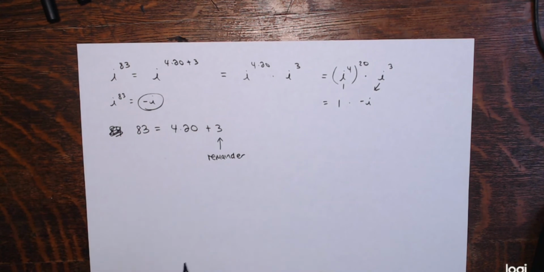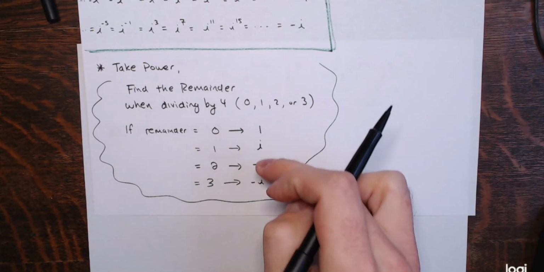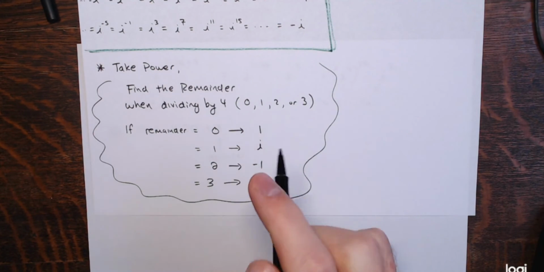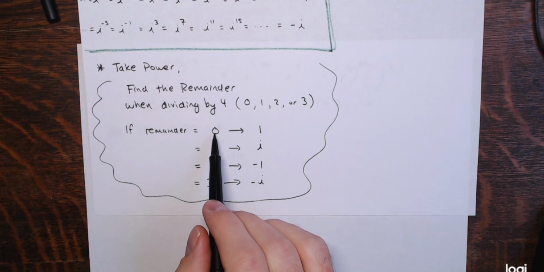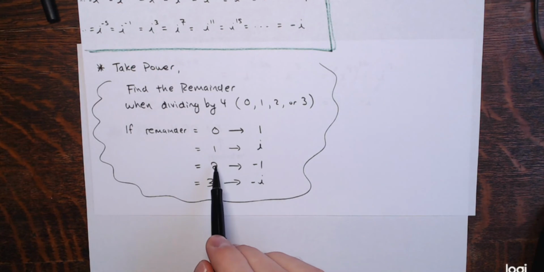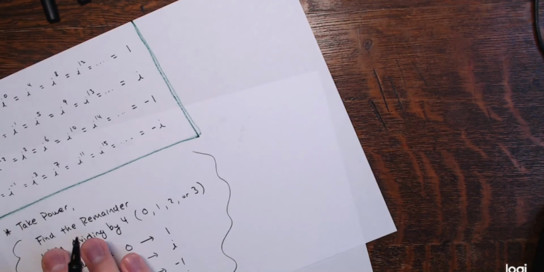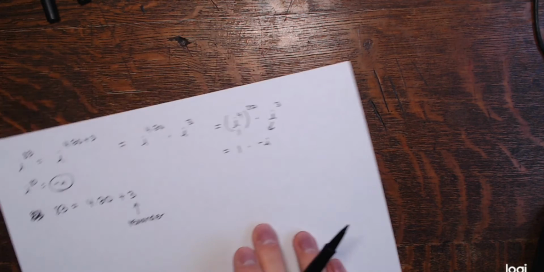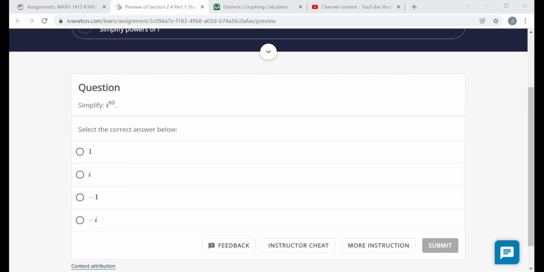And I wrote this up earlier. I'll be using this shortcut from here on out, though. We divide by 4, and if it's a multiple of 4, you're going to get 1. If the remainder is 1, you get I. If the remainder is 2, you get -1. If the remainder is 3, you get -I. So back on the assignment, I to the 83rd simplifies to -I.